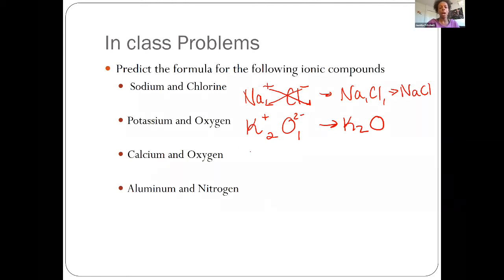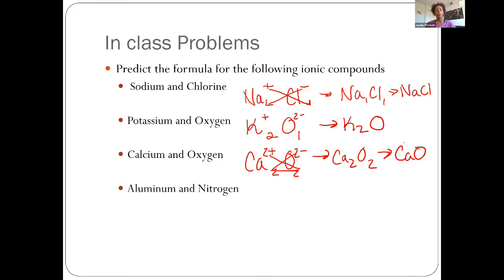Try calcium and oxygen. Calcium is a group 2 metal, so we'd have 2+. Oxygen is 2 minus. Here you may say the charges balance each other out, and you're absolutely correct. But if you weren't sure, you could still bring them down. What we end up with is Ca2O2, and we know we can reduce that down even further to CaO.